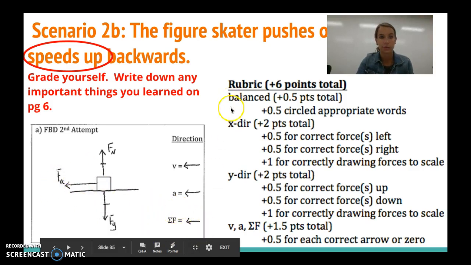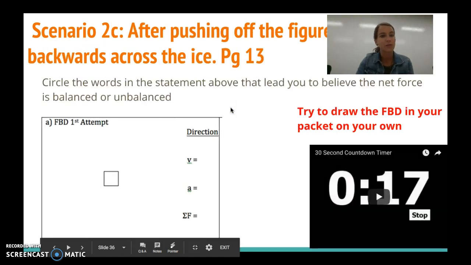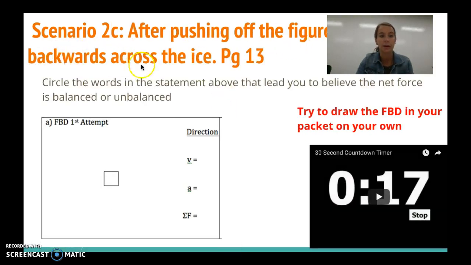All right, let's try 2C. After pushing off, the figure skater glides backwards across the ice. And I kind of gave you a hint earlier. We're going to say glides is constant velocity. So go ahead and pause the video, circle a statement, fill in this first attempt box on page 13. Pause now.